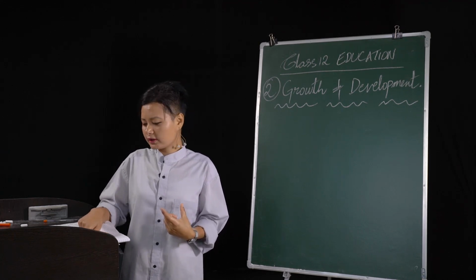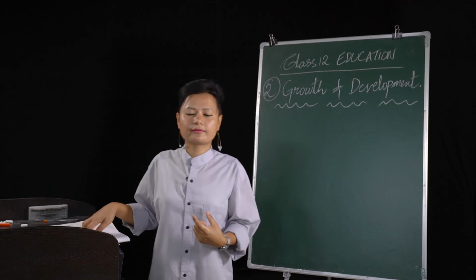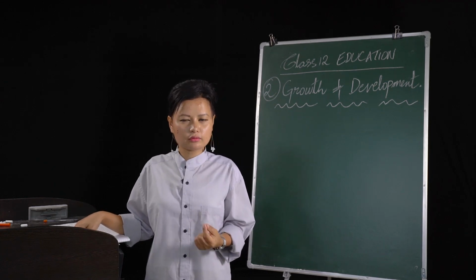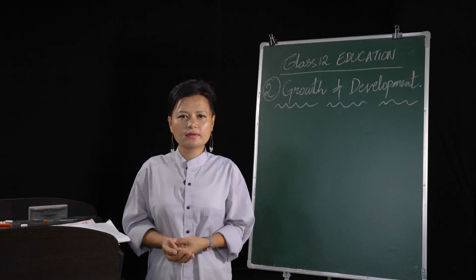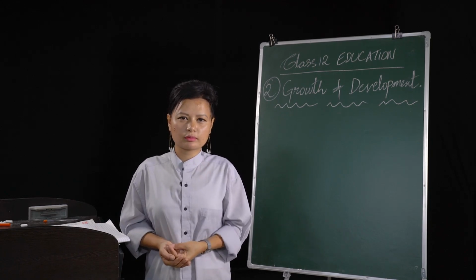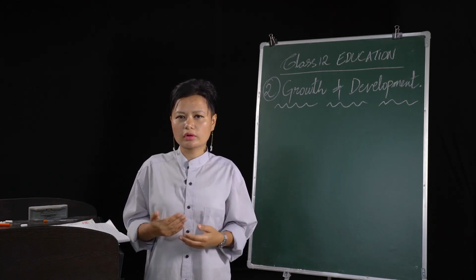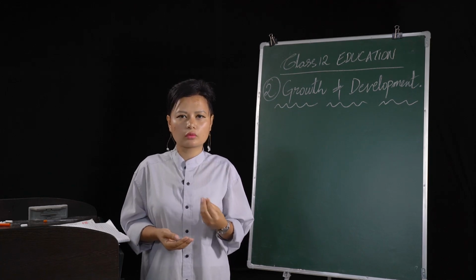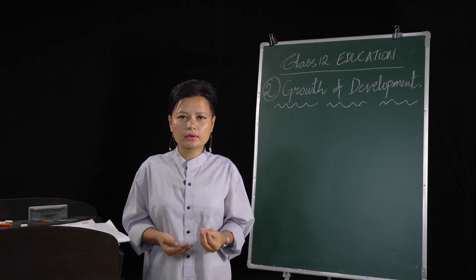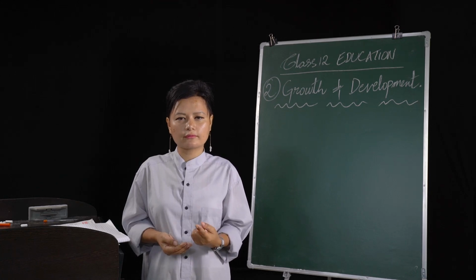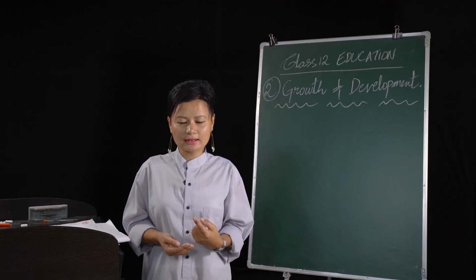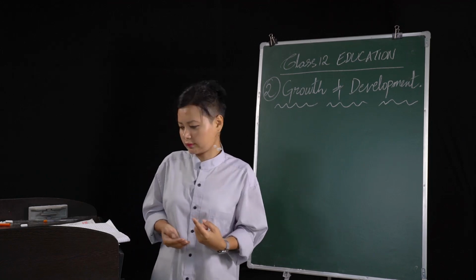So we have already done the first one: development is a continuous process. We already understood it. When we say that development is a continuous process, it is always going on. It is never stopping. It may go on at a slower rate, but it is always continuing. That is why the first principle of growth and development is that it is a continuous process.